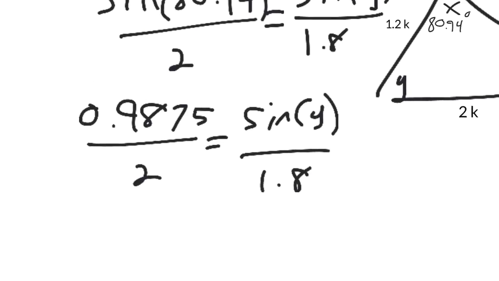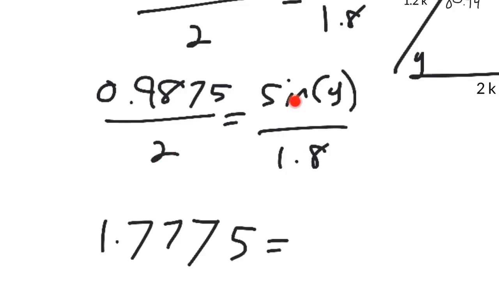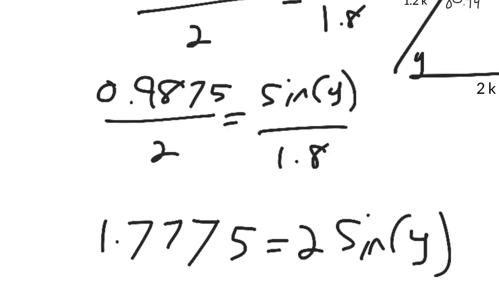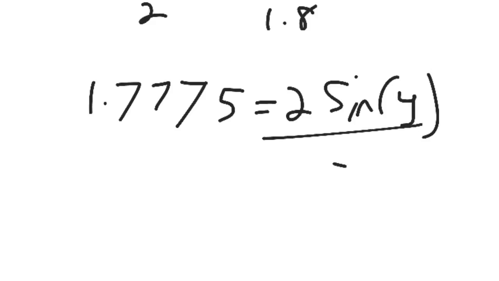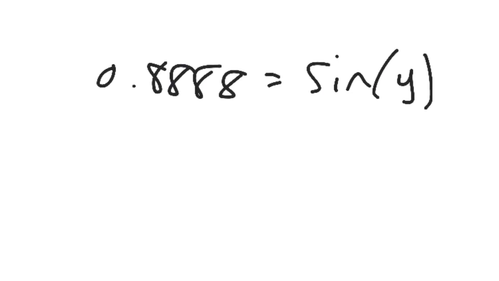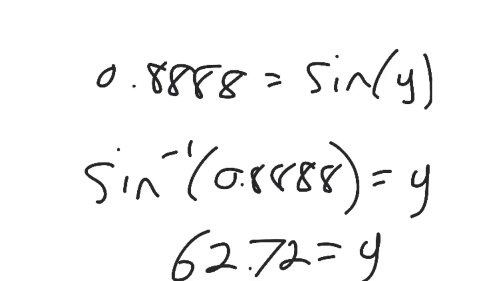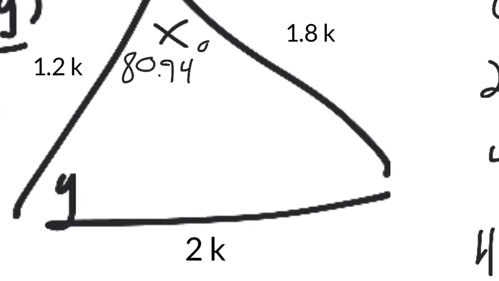Then to get y by itself, you can cross multiply these two and cross multiply these two. So this times this. And then 2 times sine of y, just write 2 and then sine y to show that they're being multiplied. The goal is to get y by itself, so divide both sides by 2, because that 2 is being multiplied. And since y is inside the trig function, use sine to the negative first to get it out. So we get 62.72 degrees for this angle here.